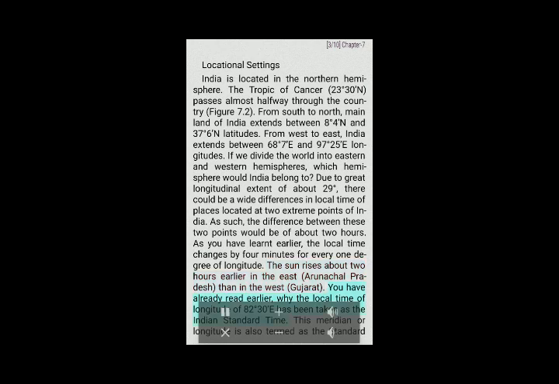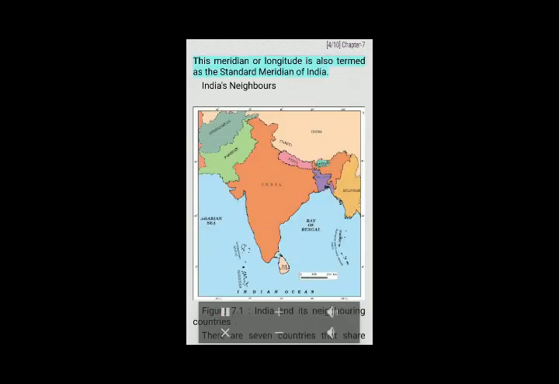You have already read earlier why the local time of longitude of 82 degrees 30' E has been taken as the Indian Standard Time. This meridian or longitude is also termed as the Standard Meridian of India.